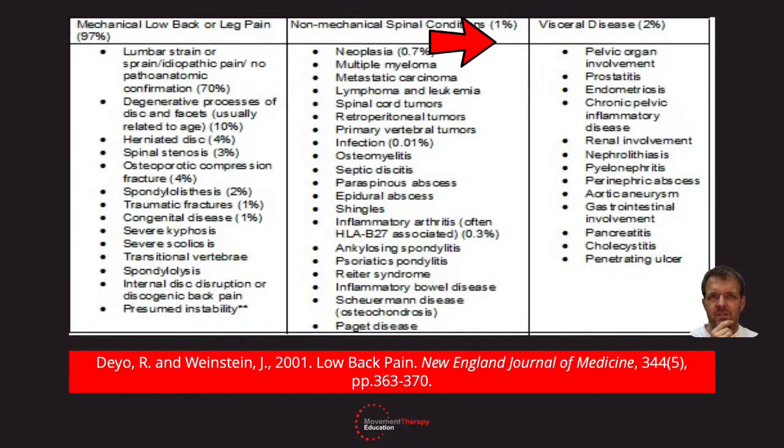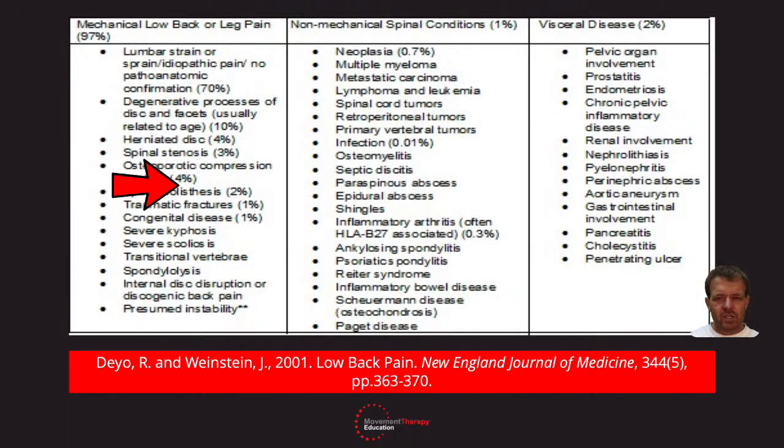Non-mechanical spinal conditions are usually around 1%, and then visceral diseases are 2%. Well, that's a bit weird. How can a visceral disease be counted in with lower back pain? It's because it refers to the back. So if you have a problem with the pelvic organs, with prostatitis, endometriosis, you can often experience back pain, and it just presents differently to these mechanical type presentations.